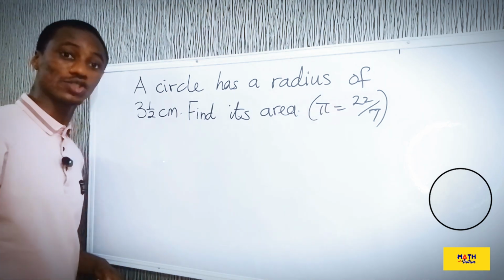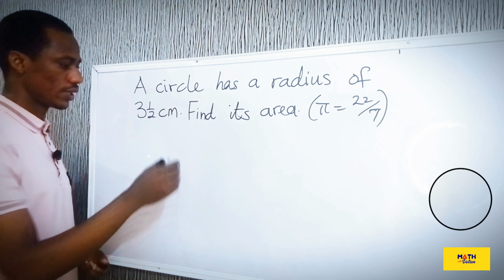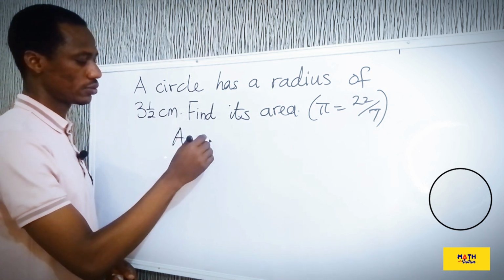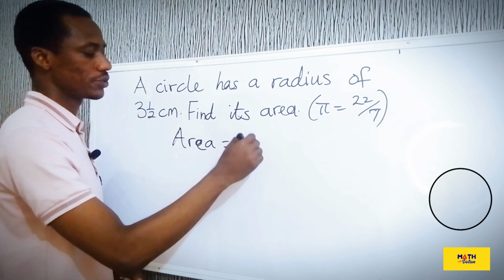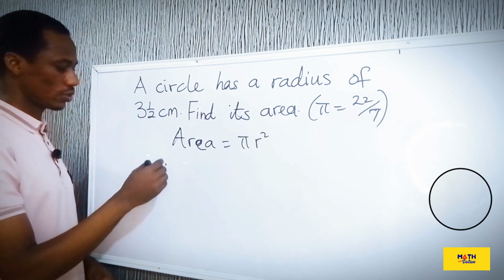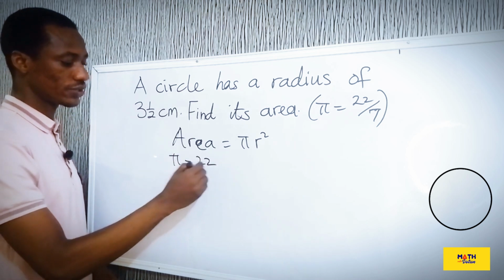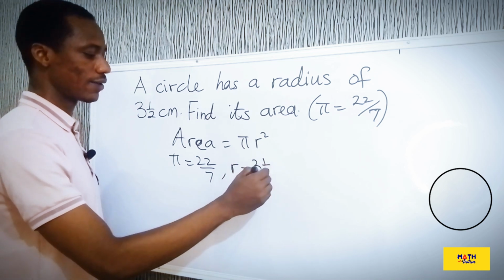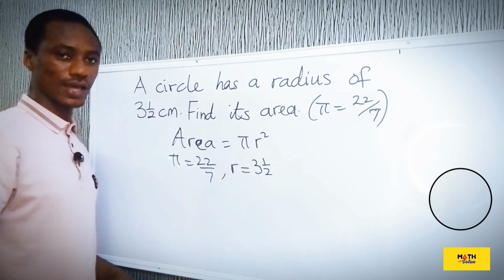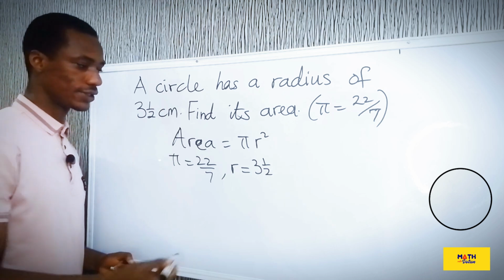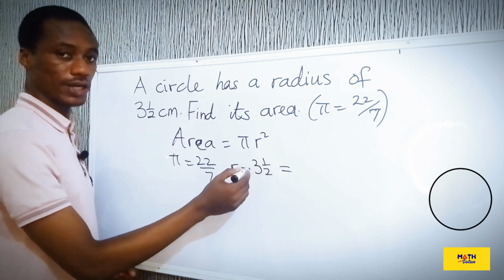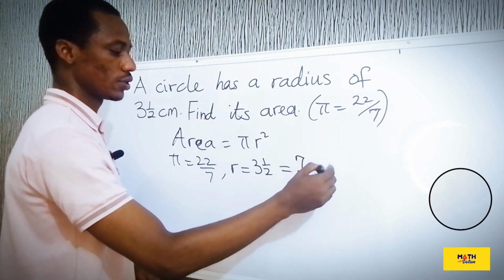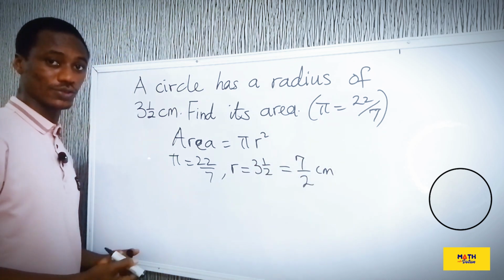We're given pi as 22/7. So let's state the formula. Area equals pi times radius squared. We know our pi to be 22/7, and we know our radius to be 3.5 centimeters. Let's convert that to an improper fraction for easy calculation. So that's 2 times 3, 6, and 6 plus 1 is 7. So we have 7/2 centimeters.